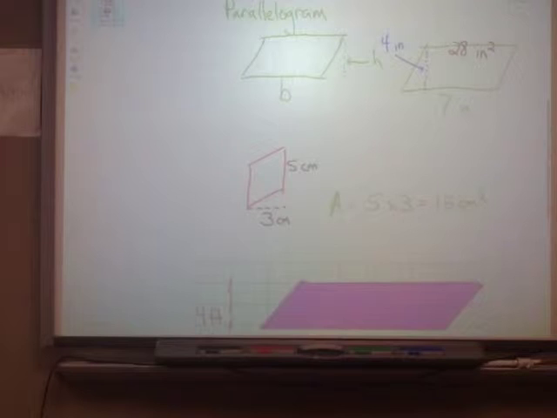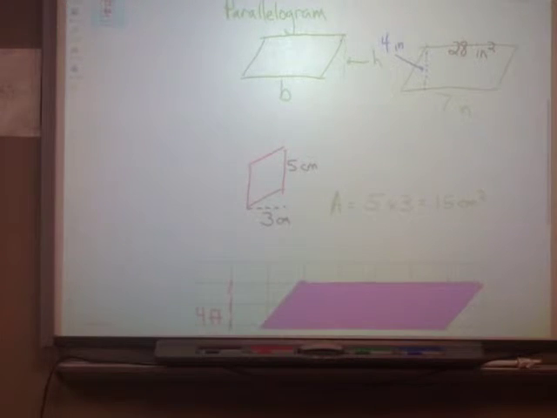To the right in green, you'll notice that I have labeled the base as 7 inches, just like I did with the rectangle. And then at this time, I showed the height inside the parallelogram. I'm still going straight from top to bottom. It's still 4 inches, just like it was with my rectangle. And now I have an area of 28 inches squared.